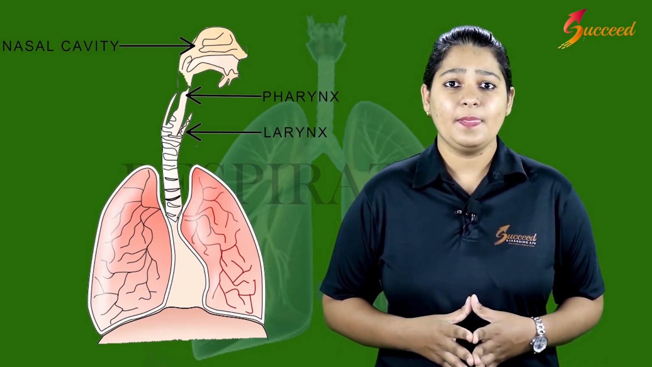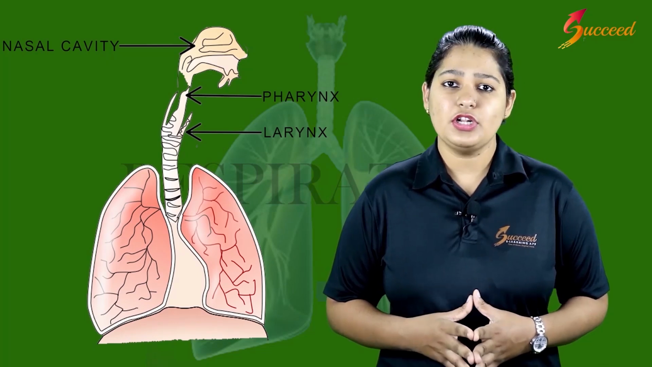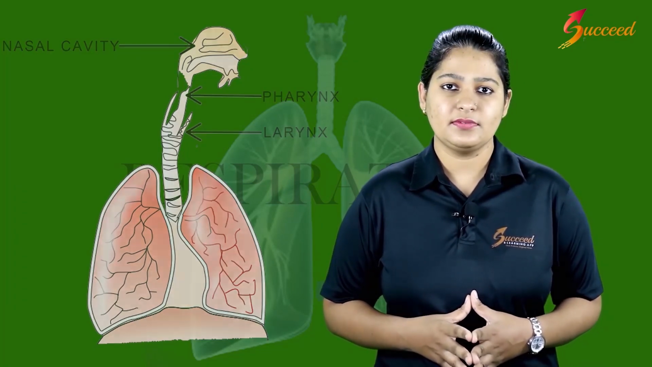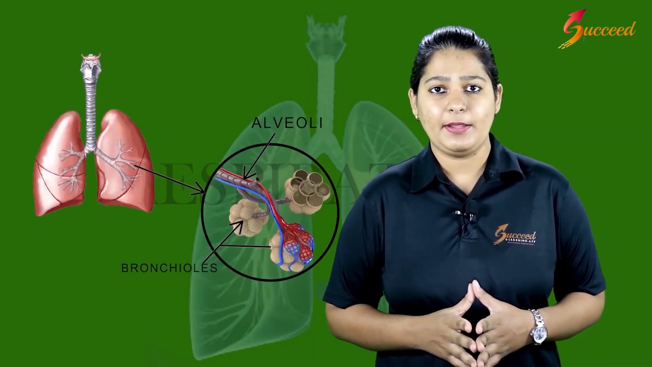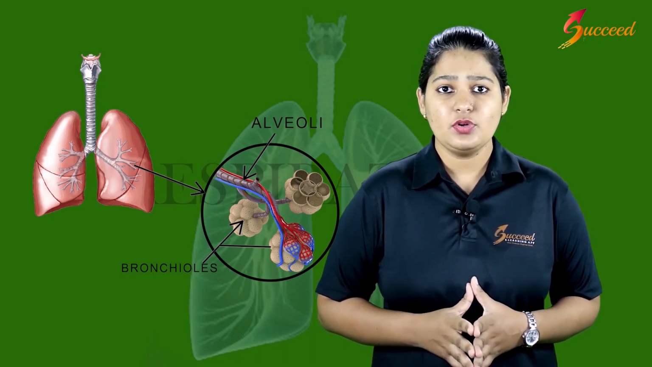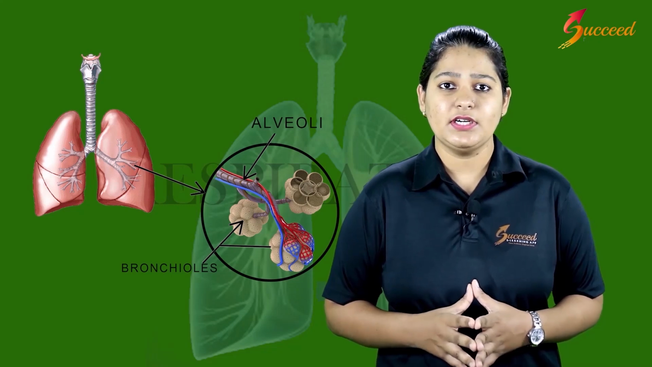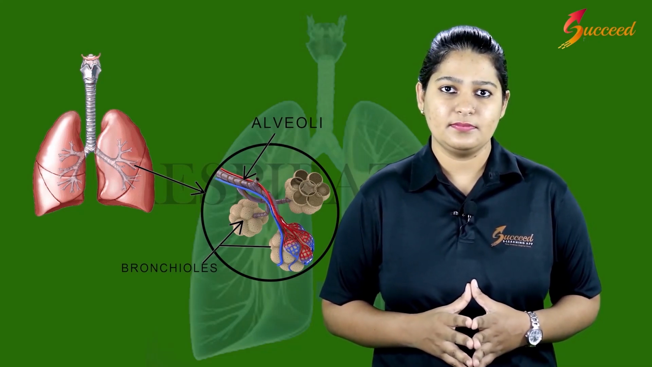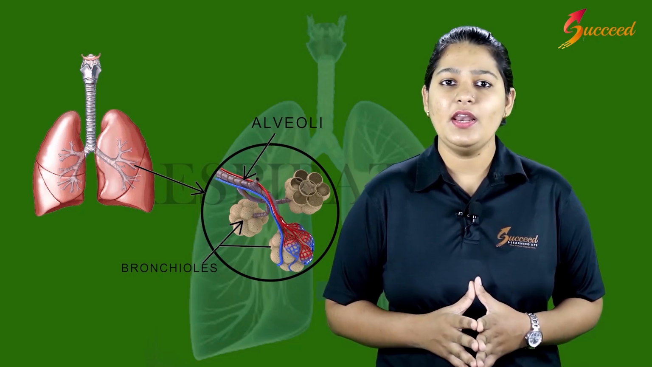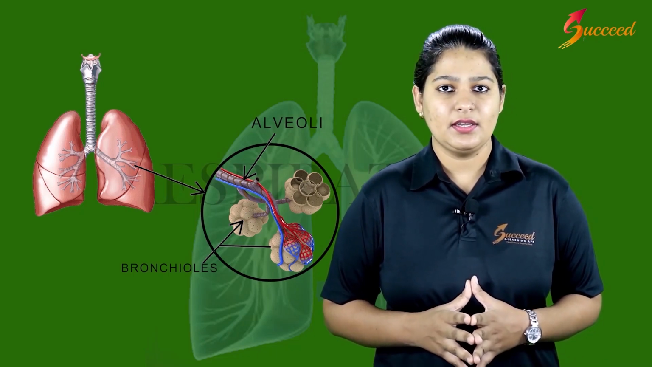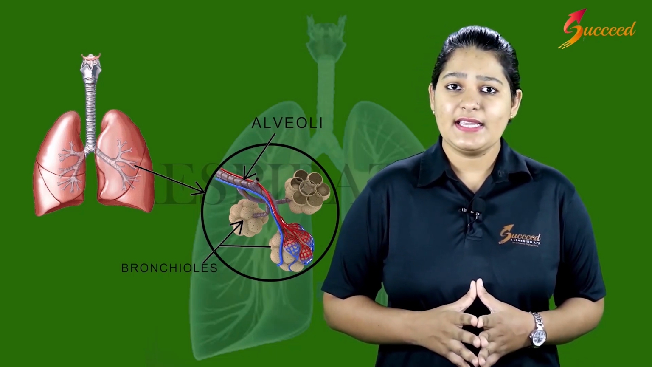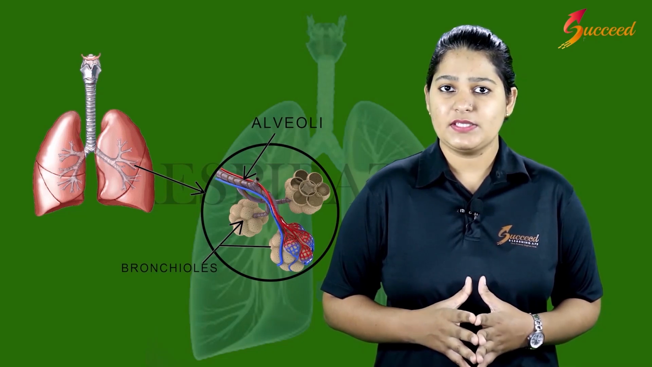From the pharynx, the air goes to the larynx, which is also called the voice box. After the larynx, we have the trachea. This trachea is also called the windpipe, which branches into 2 bronchi. These bronchi divide further and form the bronchioles, which lead into small alveolar sacs. The alveolar sacs are surrounded by blood capillaries which help in the exchange of gases.